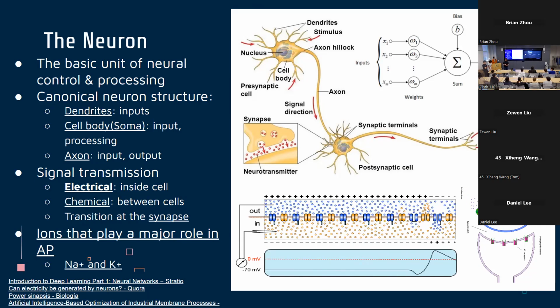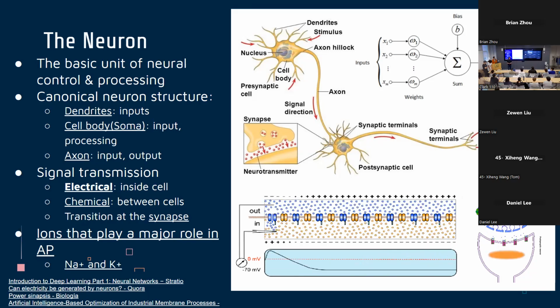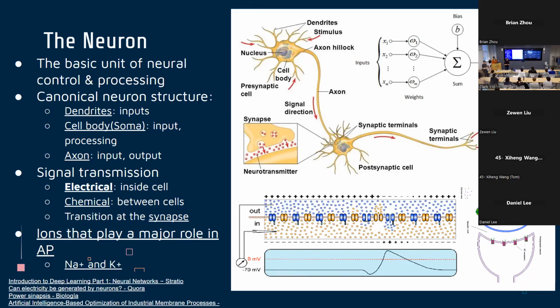And then after you reach a certain threshold, the signal is sent out through the axon as output. So simple. So for those of you that are interested in computer science, you may have heard of neural networks.